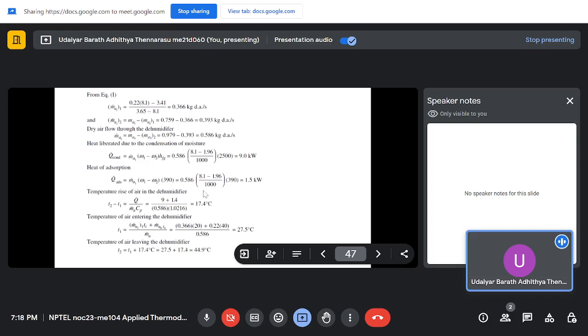So the temperature rise of air in the dehumidifier will be: 9 kilowatt plus 1.5 kilowatt of heat is added to the dry air, so that equals m cp delta T. So we can find out the temperature difference is 17.4 degrees Celsius. The temperature of air entering the dehumidifier will be m dot a1 into T1 plus mass of fresh air into temperature of fresh air, divided by total mass. It will come out to be 27.5 degrees Celsius. So the temperature of the air leaving the dehumidifier will be 27.5 plus 17.4, which comes out to be 44.9 degrees Celsius.